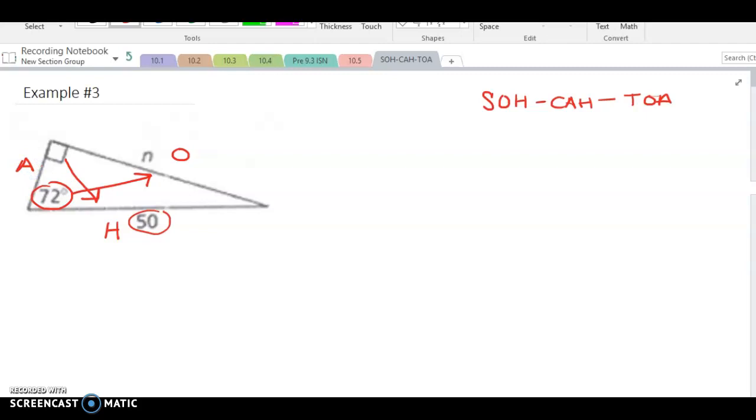So once again, I'm going to highlight. I want to know my opposite side, that's what I'm looking for, and I have my hypotenuse. I don't care about my adjacent side. I don't have it, I don't care to have it. Now you're going to ask yourself, which one of these three trig functions has O and H together? O and H are together right here, and the S stands for sine. So I can say the sine of any angle is opposite over hypotenuse.